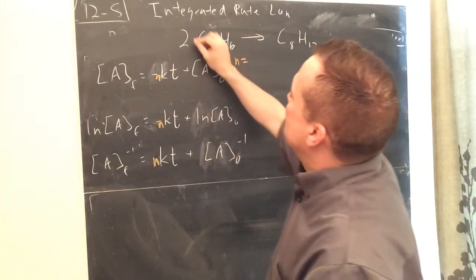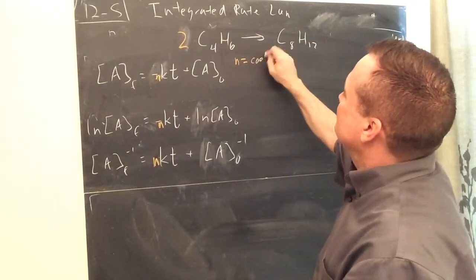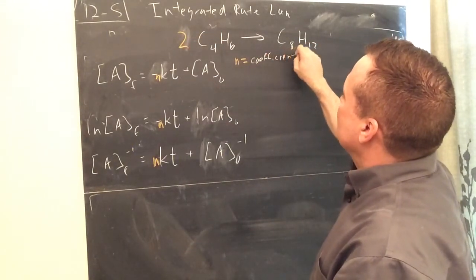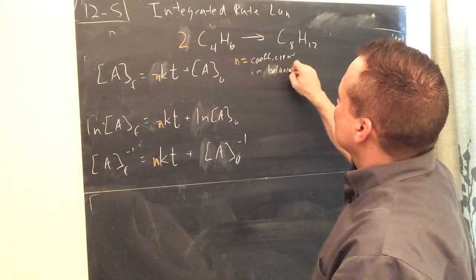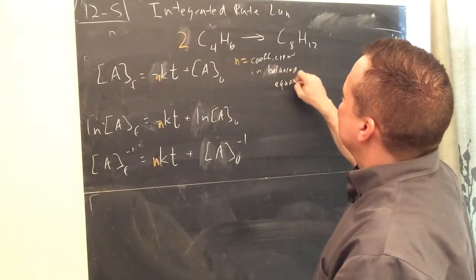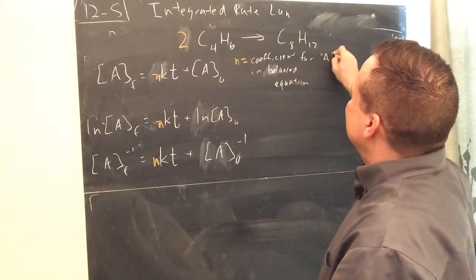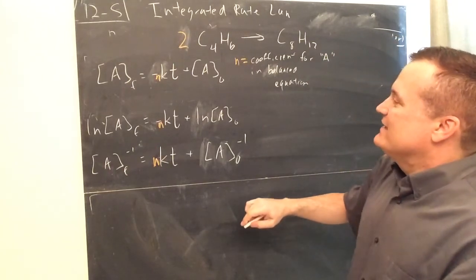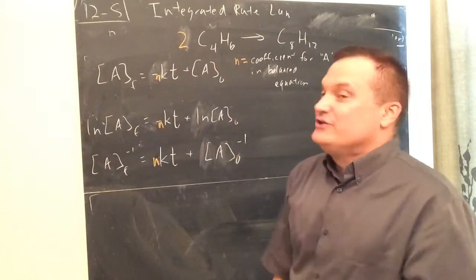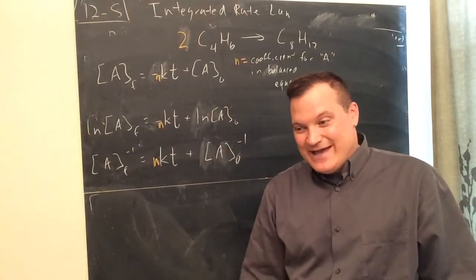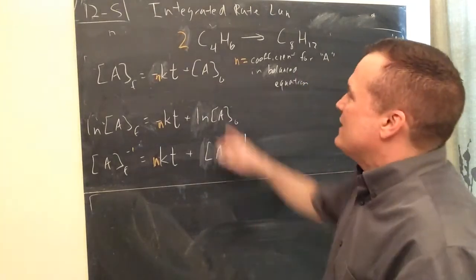the coefficient in the equation, in the balanced equation. In fact, the coefficient for A in the balanced equation. So whatever A is, in this case C4H6, there's a 2 there. Usually it's only 1. Usually, whenever we do these, they only do it for 1. It's a 1, and you won't have to worry about it.